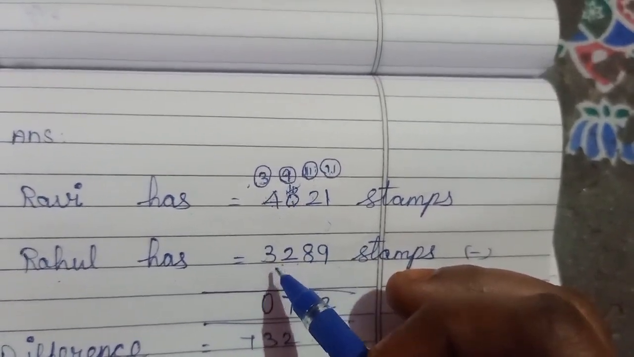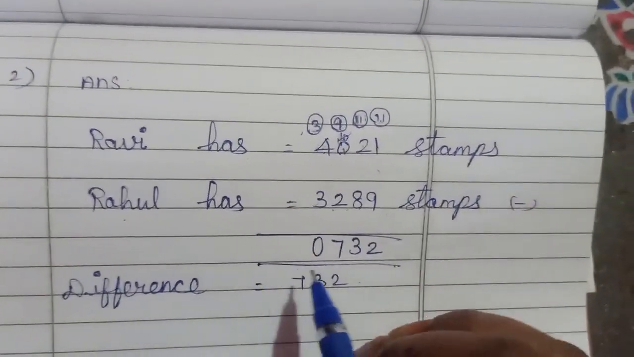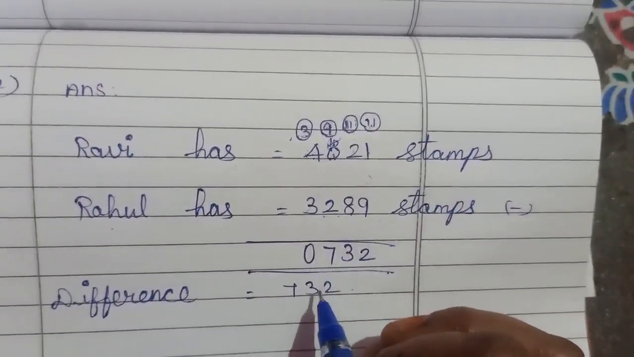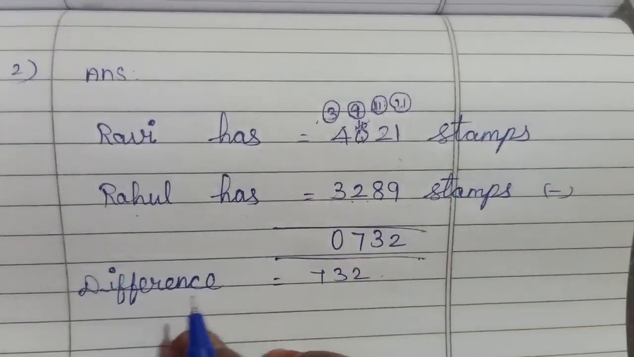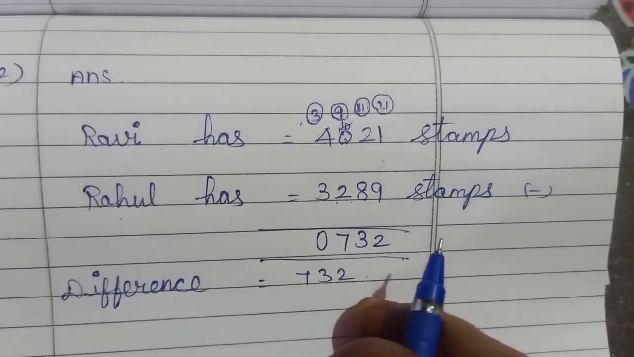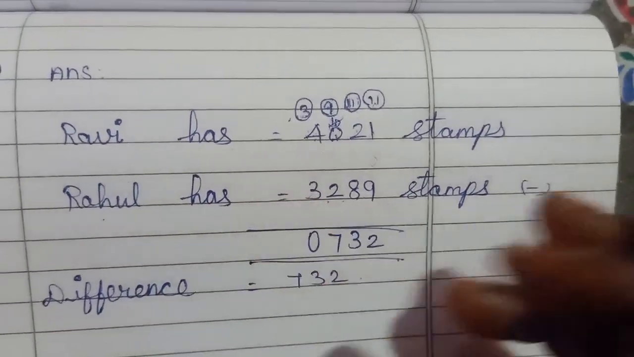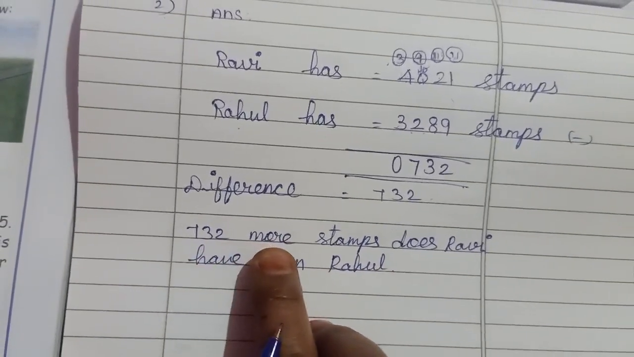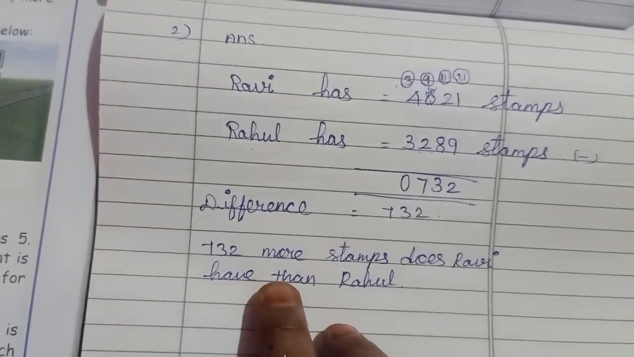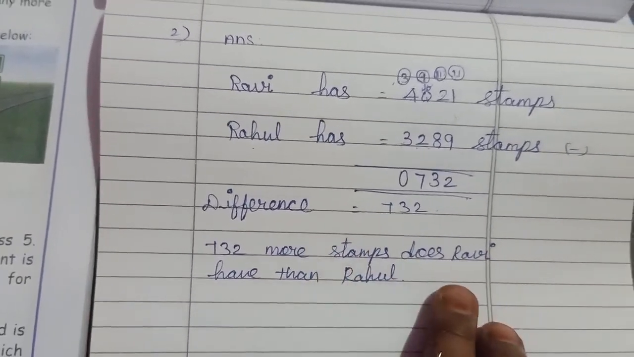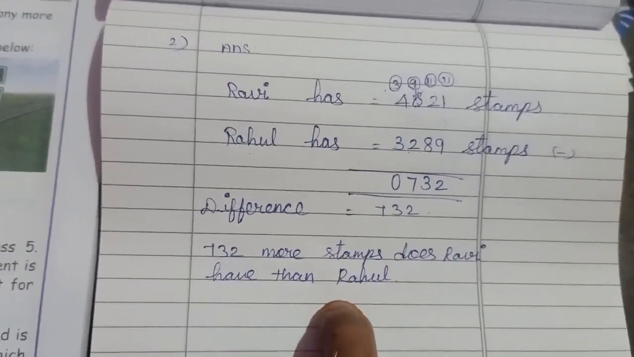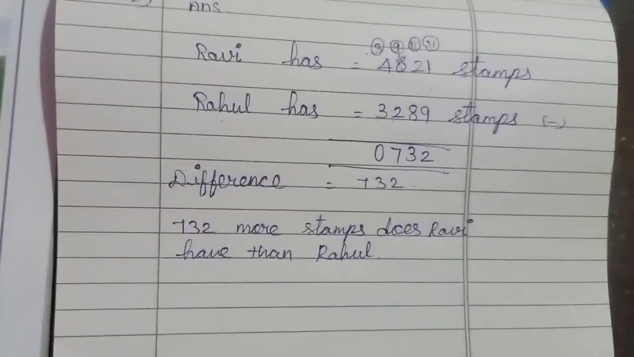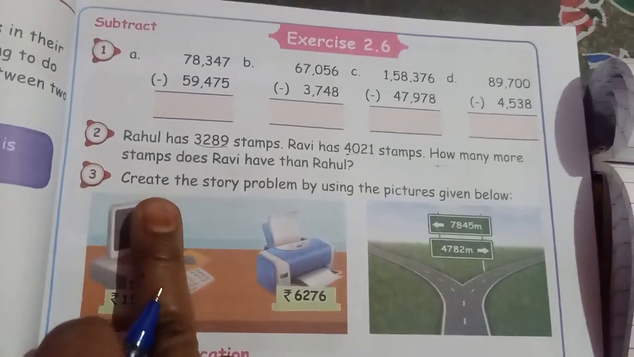Next 3 minus 3 is 0. That's all. So what is the difference between these two numbers? 732. So Ravi has 732 stamps more than Rahul. Okay. Seema, finally you take and write: 732 more stamps does Ravi have than Rahul. Okay, this is the final answer. Okay, so like this you write the wordings. Okay. Next, see the third question.